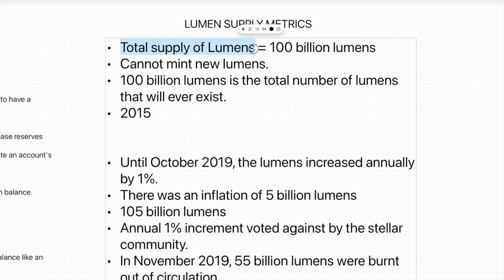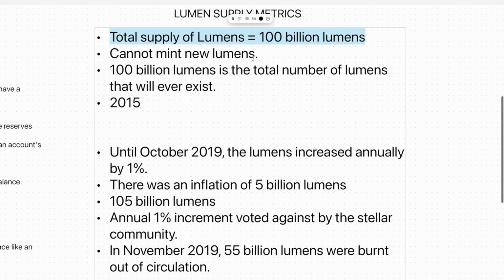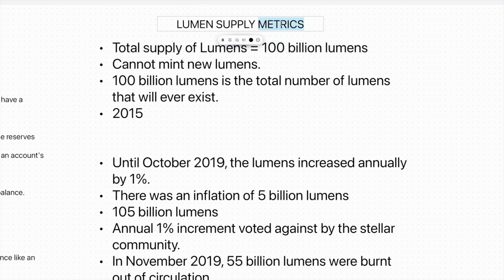Just a moment, let me write this out. Yeah, so there's a total of 100 billion lumens. So let's talk about lumen supply metrics. Let's expand this a bit. The essence of talking about this is not for everybody, but for those that are interested in tracking the distribution of XLM. I'm going to reduce the information, not talking about everything in detail, but just touching on some things. So let's talk about the supply metrics.